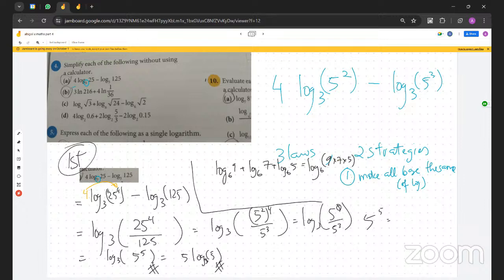Yes. As long as you recognize it, please do. Now, the law has two sides, the negative one also. If this is negative, this is divide law. Okay? That's all.